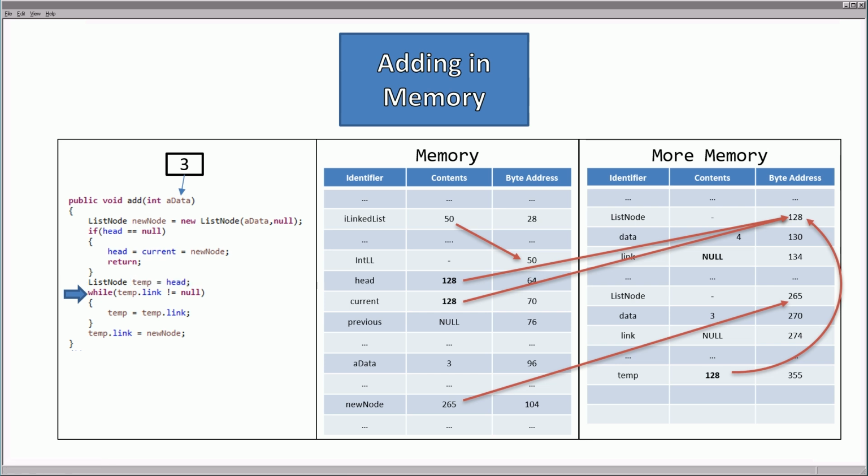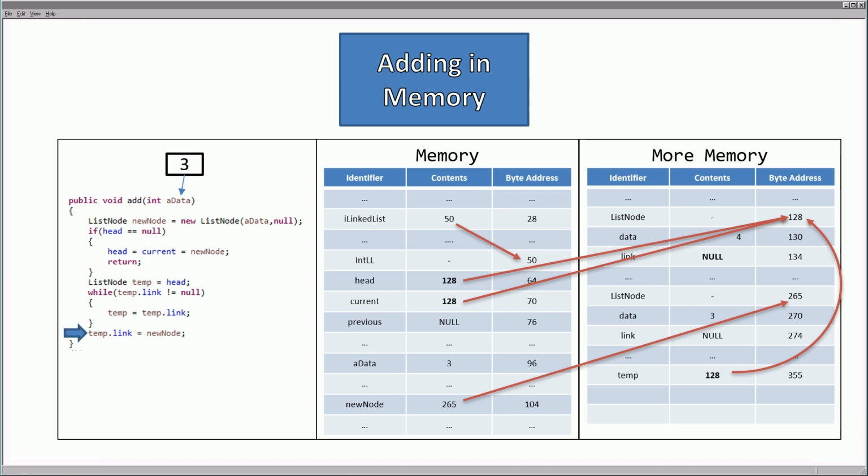While temp.link is not equal to null. If we take this identifier, which just holds a memory address, and we go temp.link, we have to follow where this is pointing to and then access the property that's right here. Temp.link is equal to null. We found the end of this list.